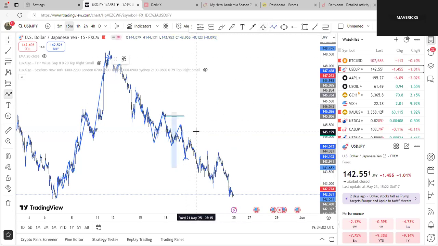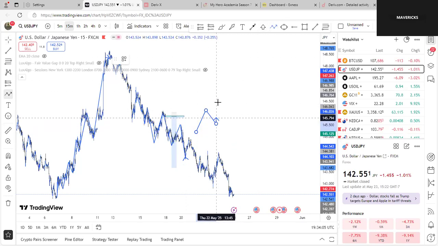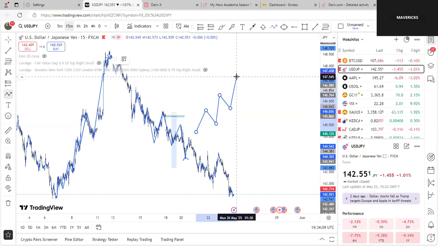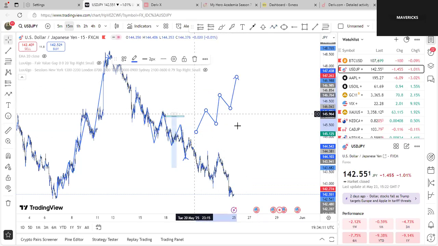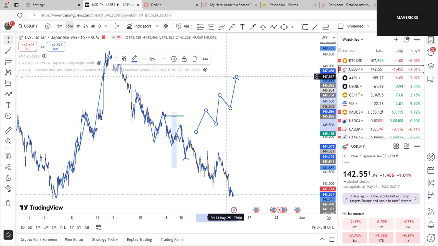We have the uptrend, where price continuously makes higher highs and higher lows. This is what an uptrend looks like. In an uptrend, price will be creating higher highs, higher lows, higher highs, higher lows, higher highs. Are you guys following?